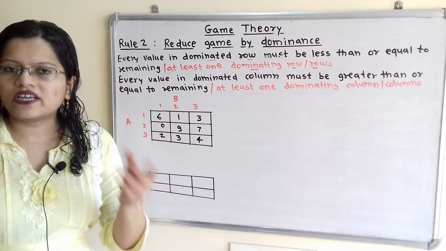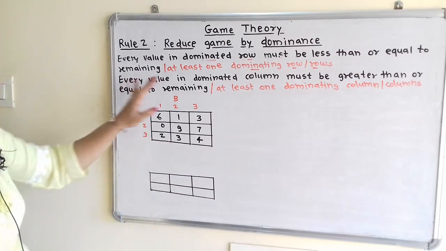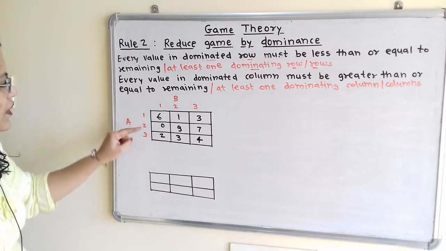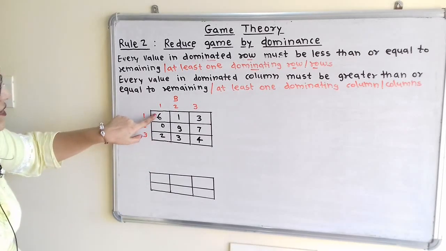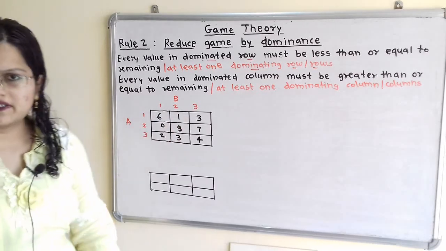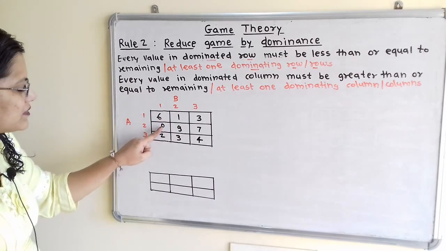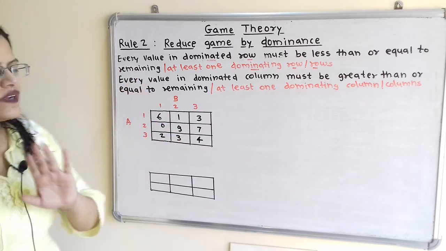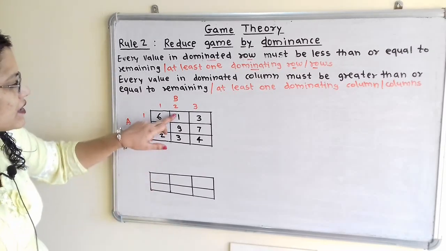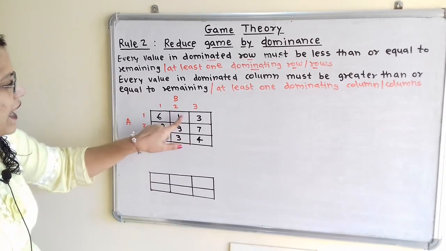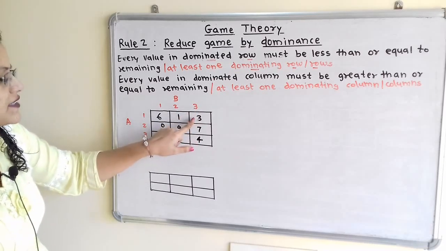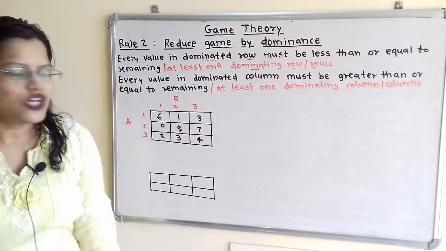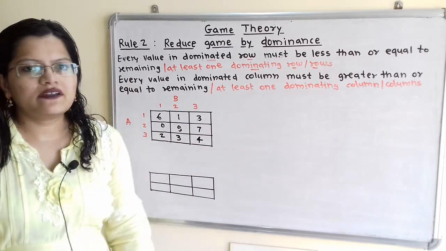Now we will find out the dominated column. Every value in a dominated column must be greater than or equal to the other values. So here we have to find the greatest value, that is 6. So 6 is greater than 1 and 3, but the second element 0 is less than 9 and 7. So column number 1 will not be a dominated column. Now here if we observe, between 1 and 3, 3 is greater. So 3 is greater than 1, but 7 is less than 9. So again there is no dominated column.